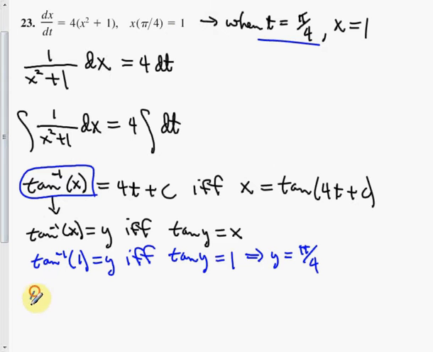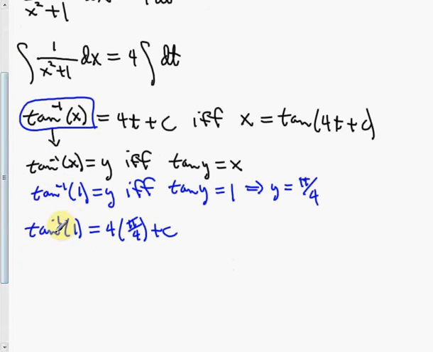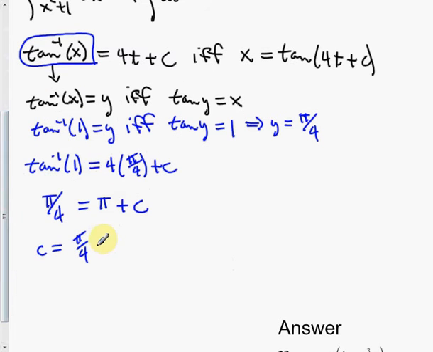So what I have, this statement, this tan inverse of 1 is equal to 4 times t, where t is said to be pi over 4, plus c. But tan inverse of 1 is equal to pi over 4. So this is pi over 4 is equal to pi plus c. So subtract pi on both sides. c is equal to pi over 4 minus pi. That is negative 3 pi over 4.